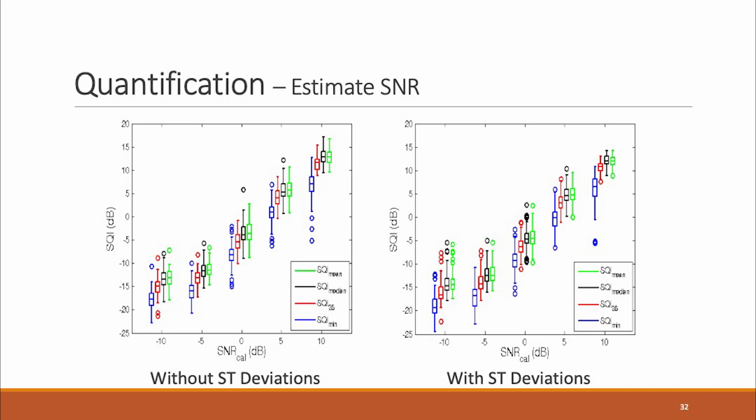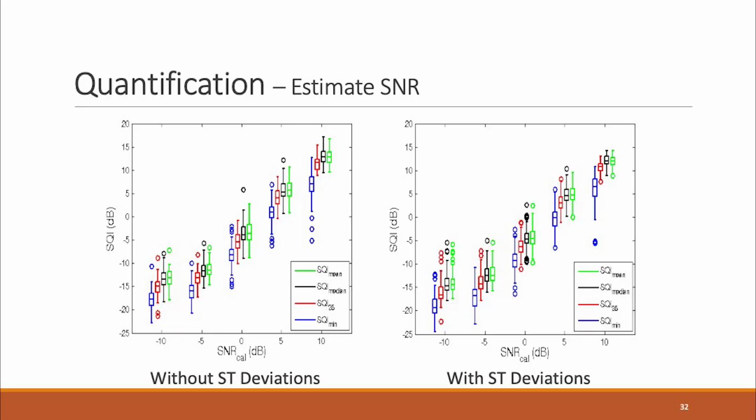Here are the results. We can see the SQI on the y-axis versus the SNR that has been calibrated in order to achieve a certain SNR in the signal, and we can see that there's a nice linear correlation between the SQI and the SNR. On the left-hand side, there are no morphological changes. On the right-hand side, there are morphological changes in the signal, which is the ST deviation.